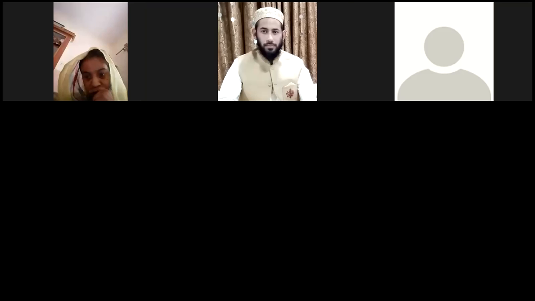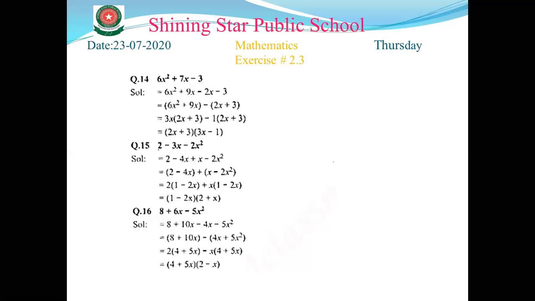In question number 14, 6x square plus 7x minus 3. Multiply 6 multiply 3. 6 multiply 3 is 18. Okay. Now we have to find the two numbers. If we multiply them, we must get 18. And if we add them, we must get 7. Now 9 and 2.